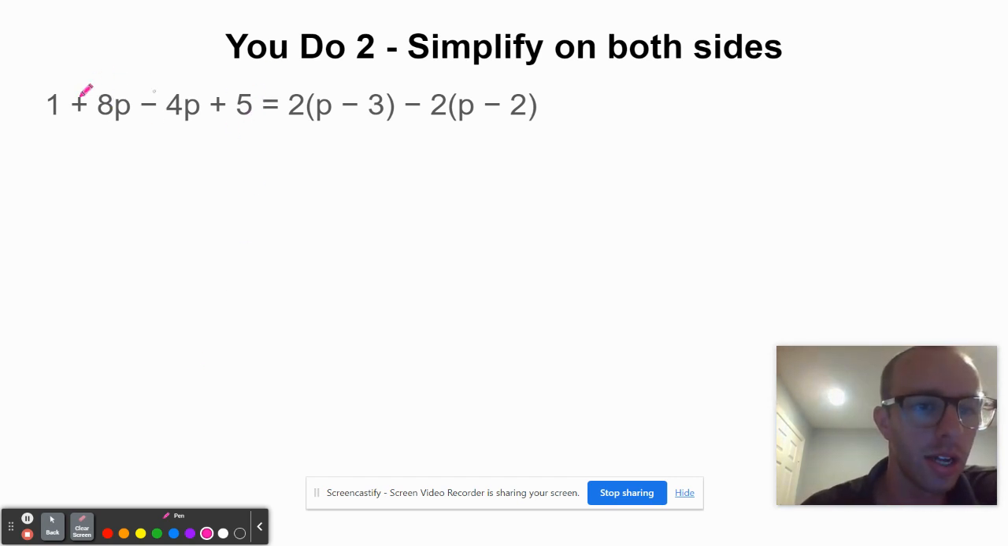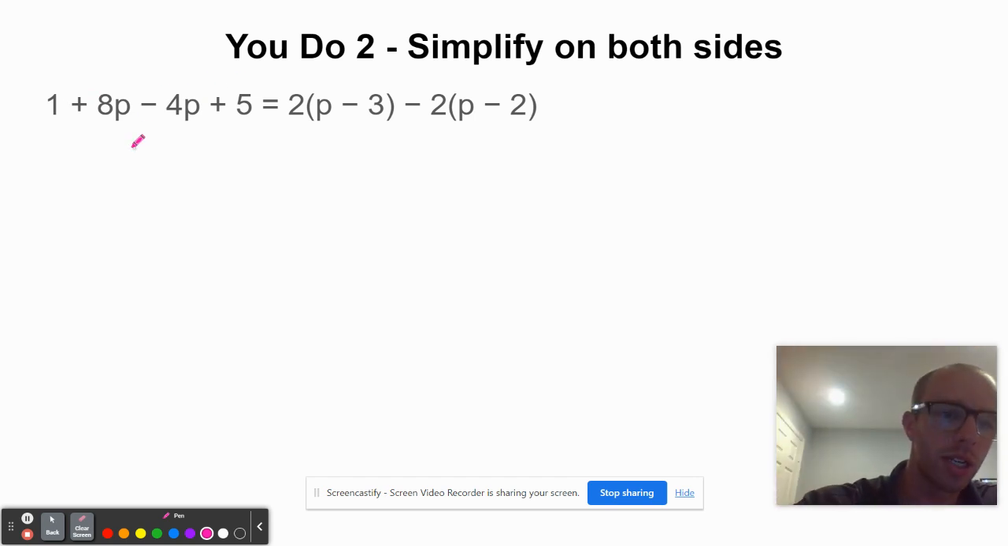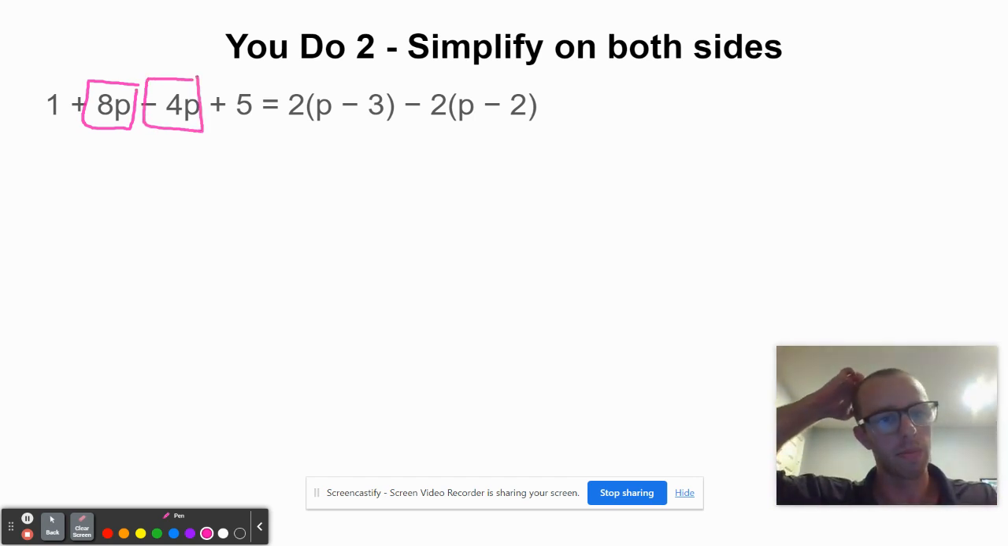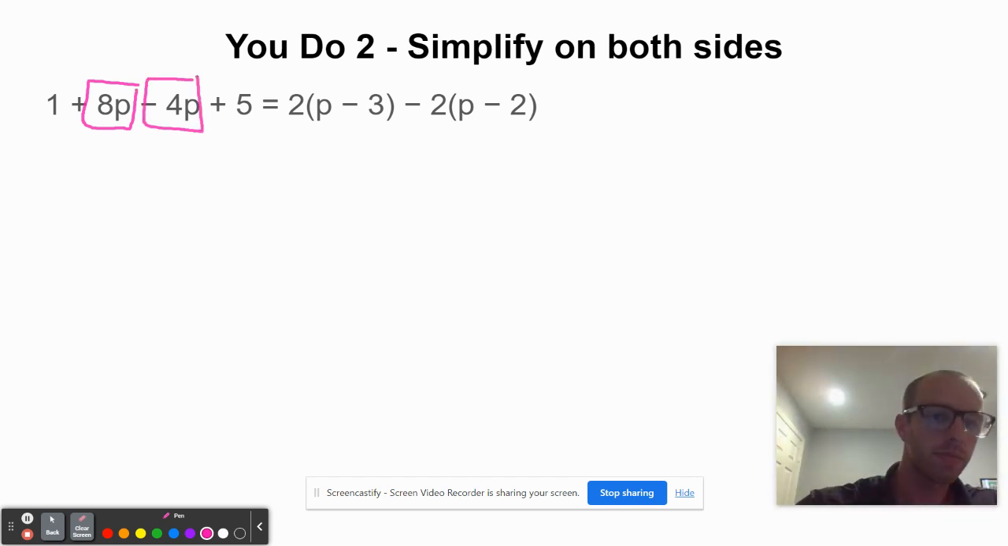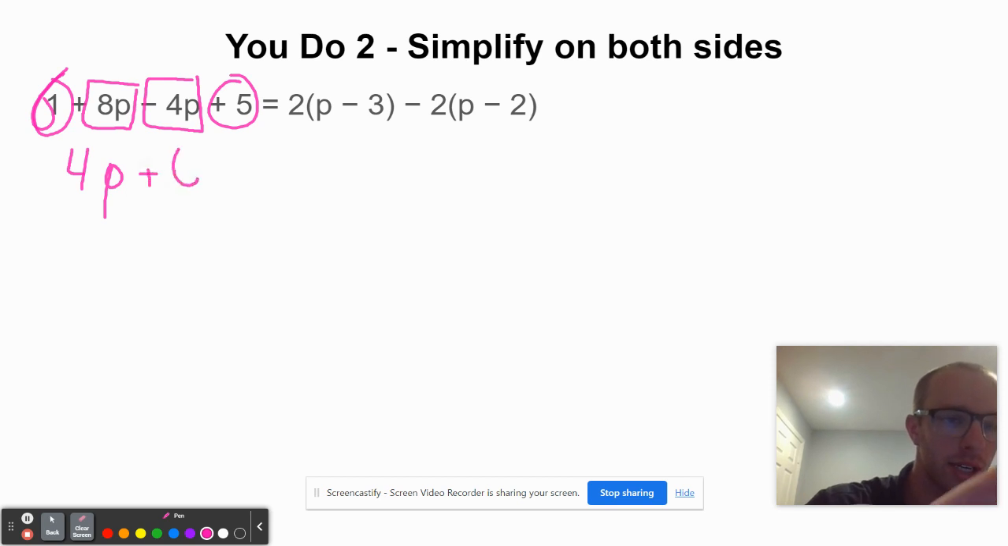All right, on this side I need to simplify by combining like terms. There's no distribution that needs to be done. I have an 8p and a negative 4p. I'm going to combine those together: 8p minus 4p is 4p. I also have to combine my constants. I have a positive 1 and a positive 5. They are also like terms because neither of them has a variable. 1 and 5 gives me positive 6. So now I've simplified that side.